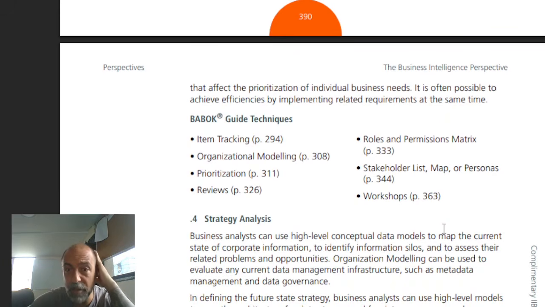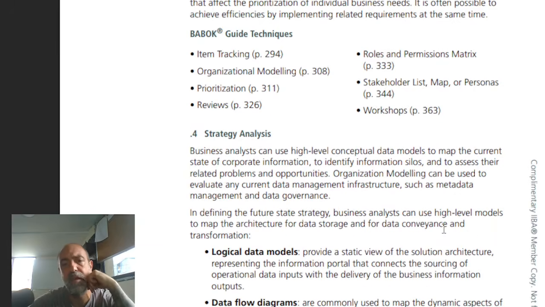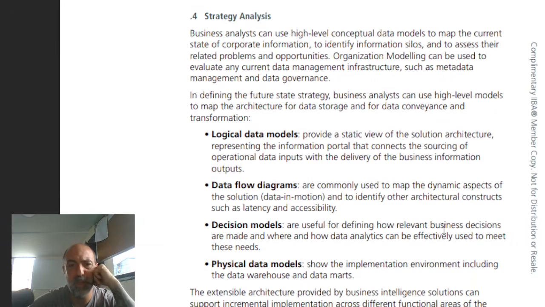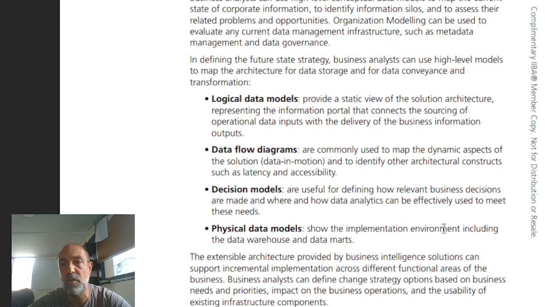When you prioritize, the effective prioritization of the business needs, it is often possible to achieve efficiencies by implementing related requirements at the same time. What about strategy analysis? Business analysts can use high-level conceptual data models to map the current state of corporate information, to identify information silos, to assess their related problems and opportunities. Organizational modeling can be used to evaluate any current data management infrastructure, such as metadata management and data governance.